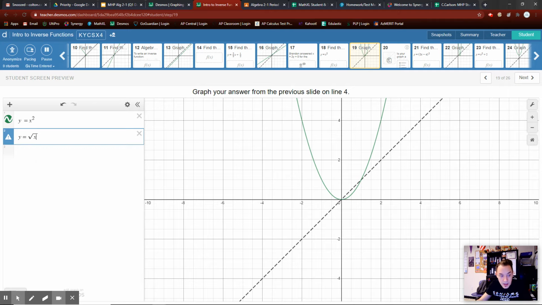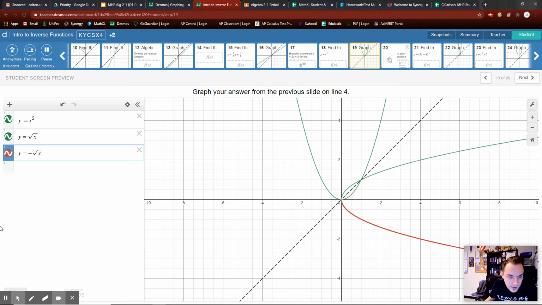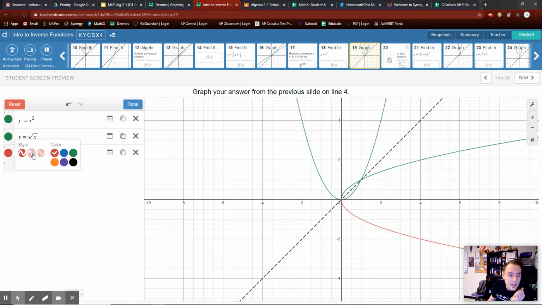I'm going to literally just type in x. Now this is what I get. Now watch this. I'm going to do that, but watch what I do. I'm going to type in y equals negative square root of x. Look what I did here. This is something that's very, very interesting.